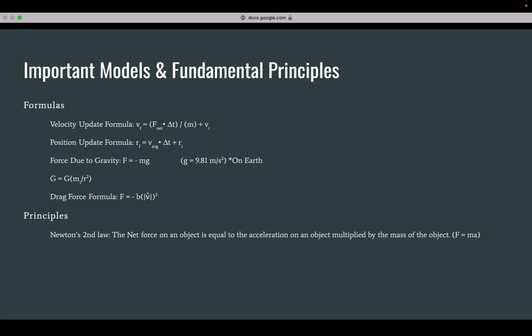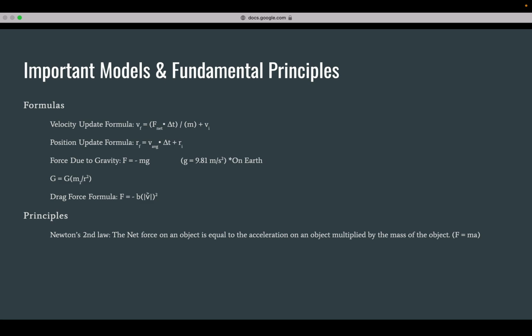Some relevant formulas are the velocity and position update formulas, which are used in our computational models to predict the ball's position and velocity as a function of time. The force due to gravity is equal to the mass times g, which is the acceleration due to gravity here on Earth as 9.81 meters per second squared. This g is calculated by multiplying the gravitational constant times mass over the radius squared, not including the second mass because, in this case, the mass of the Earth is the only relevant mass. The drag force is equal to the proportionality constant multiplied by the instantaneous velocity squared.